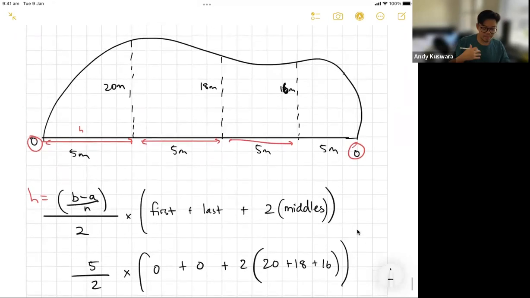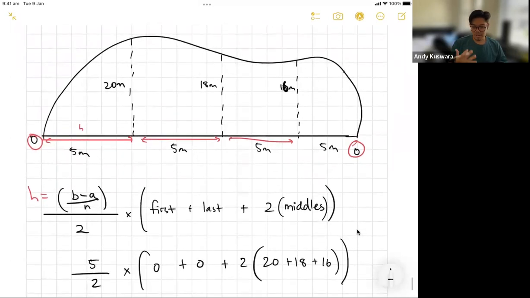Right, so that's how you can turn something that looks graphical with all these bits and pieces, and you can do that to actually calculate your rough area using the trapezoidal rule. So hopefully that makes sense.